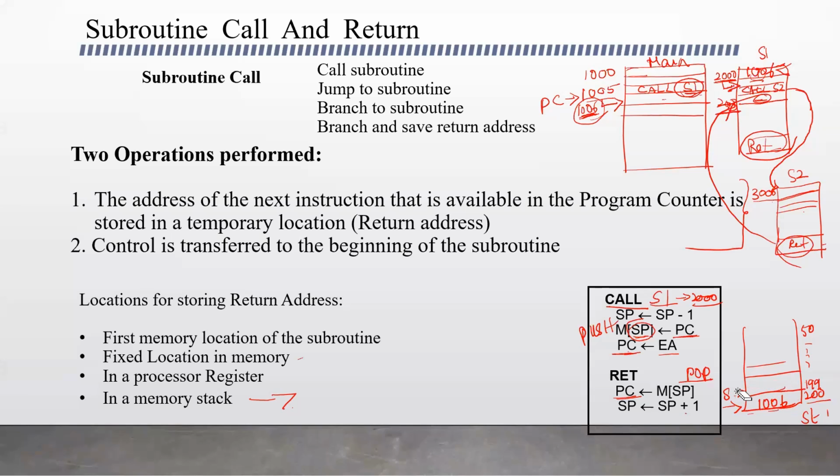After removing this particular value, SP needs to move so that it points to the previous value. When it is incremented, it moves down. So SP is incremented. This way, return from the subroutine to the main program is done.